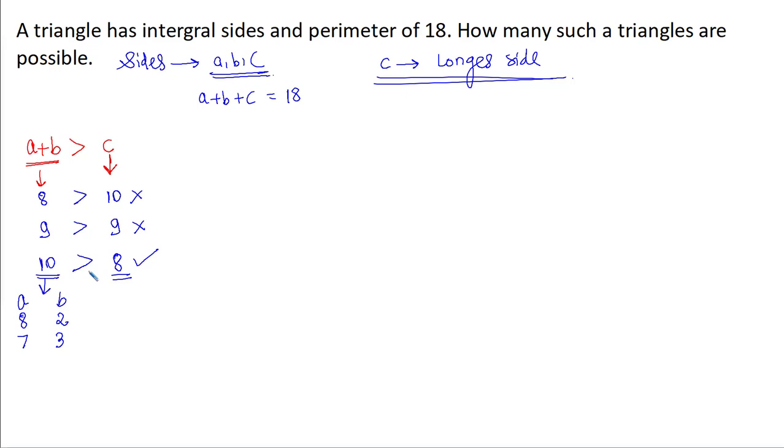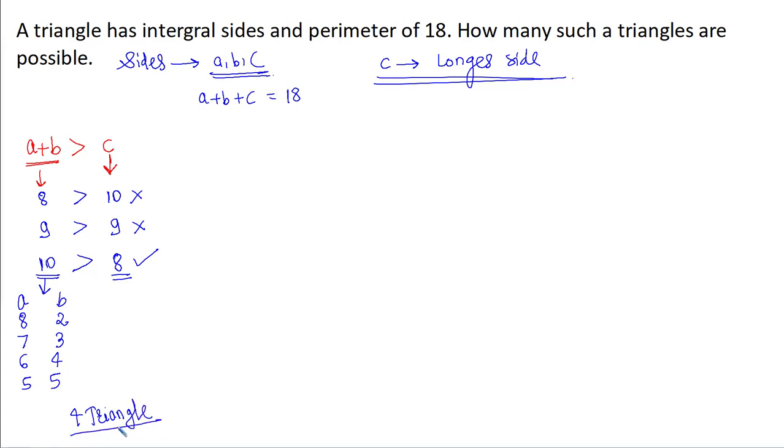Okay, so a plus b is equal to 10, so it can be 8 comma 2, it can be 7 comma 3, it can be 6 comma 4. Okay, it can be 5 comma 5. Now next is 4 comma 6 will double, 3 comma 7 will double, 2 comma 8 will double. Okay, so in this situation, how many triangles are possible? Total 4 triangles are possible in this situation when the largest side c is equal to 8.